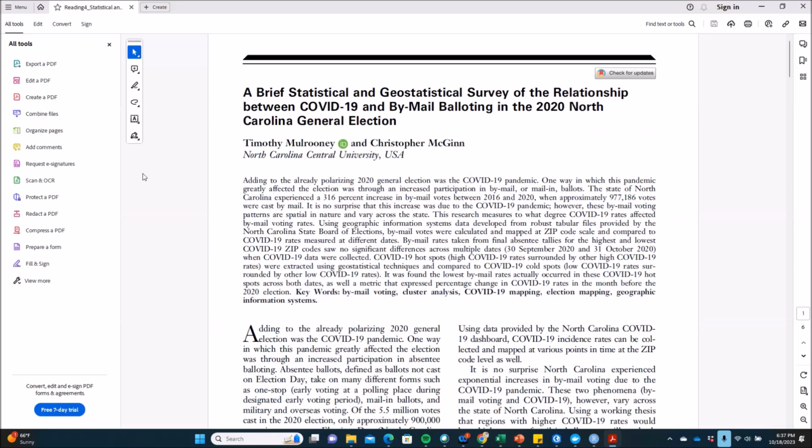Okay, and so this is it here. And so you can see here, this is a brief statistical and geostatistical survey of the relationship between COVID-19 and by-mail voting in the 2020 election. The reason why I like this journal is because it's got a maximum of 3,000 words. The one challenge when you write papers isn't getting enough words, it's going over the word limit. So to me, that's always the problem. So really being picky, choosy, and intentional about what's sitting in there and what isn't.